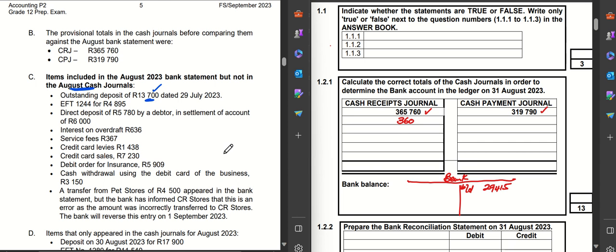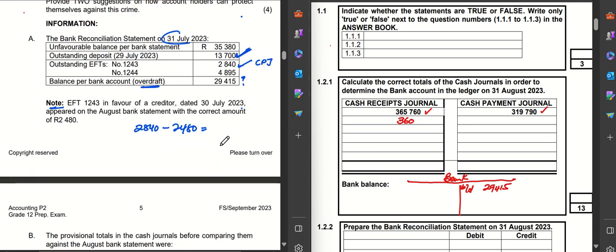The next one, EFT 1244. EFT 1244, there it is.